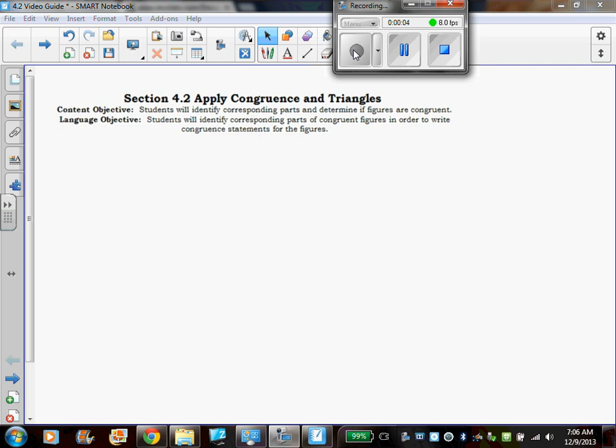On this one, we're going to be talking about the beginnings of congruency in triangles and congruency between triangles, which is something new. By the end of the lesson, you should be able to identify corresponding parts, which you'll find out what that means, and determine if figures are congruent to each other, and then identify corresponding parts of congruent figures in order to write congruency statements for the figure. You're going to see what that all means coming up in the next few minutes.